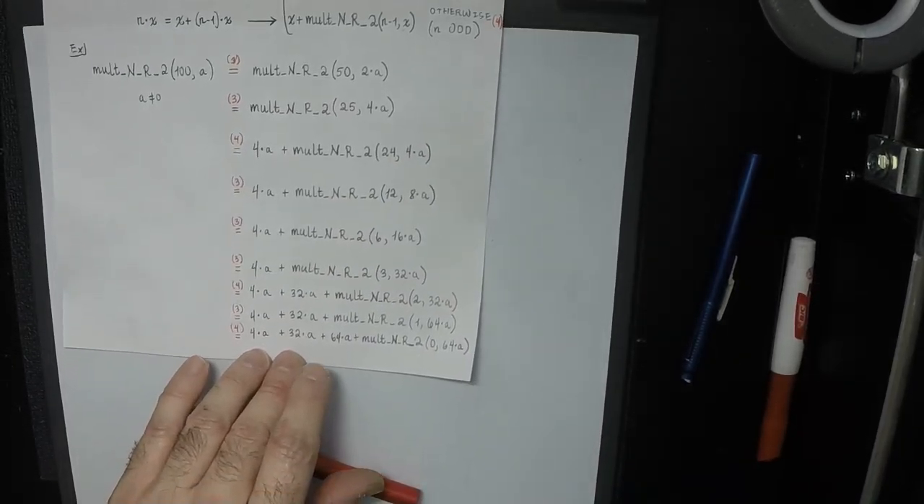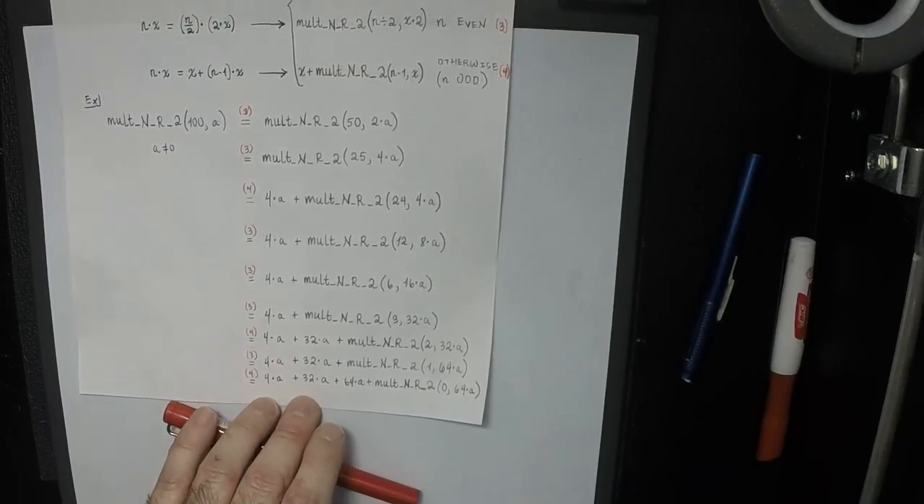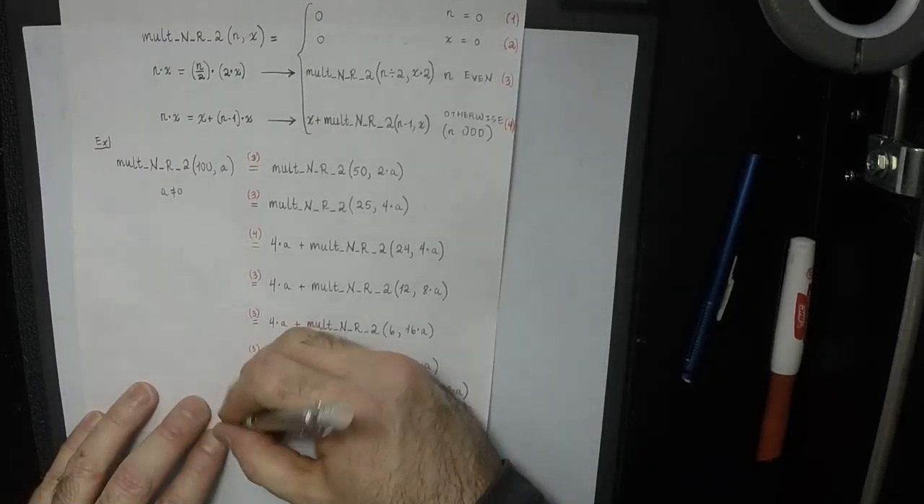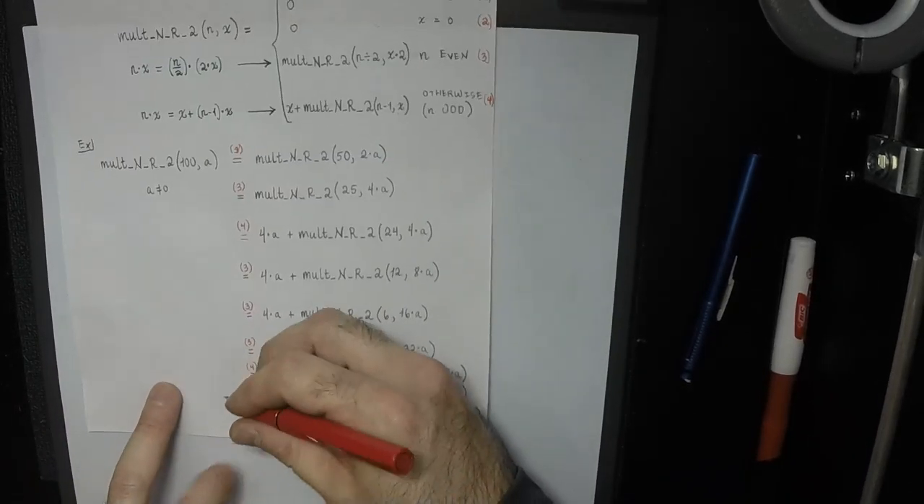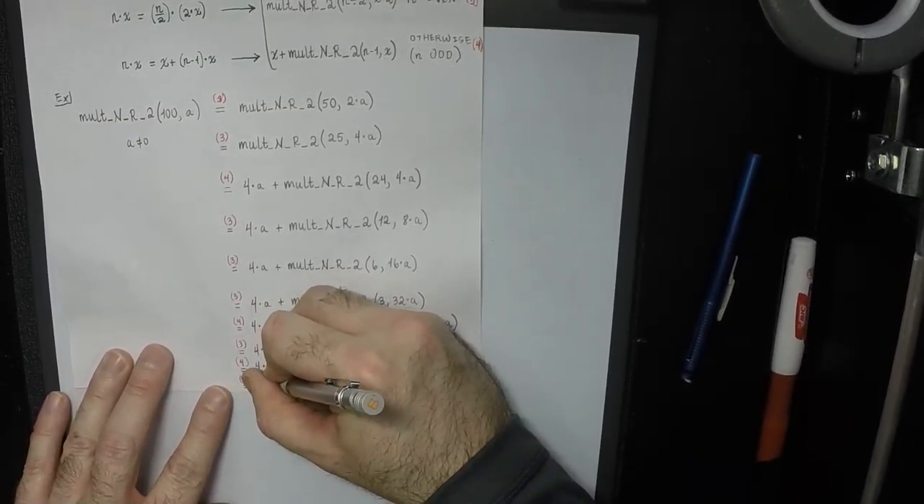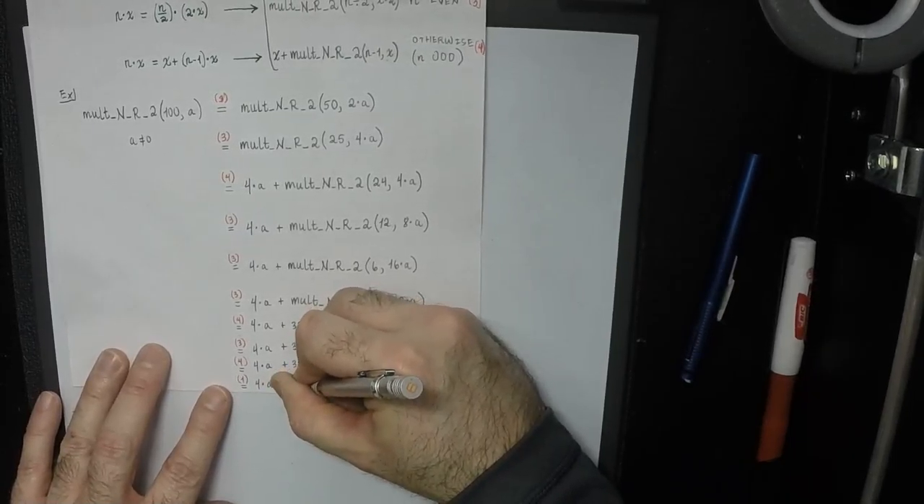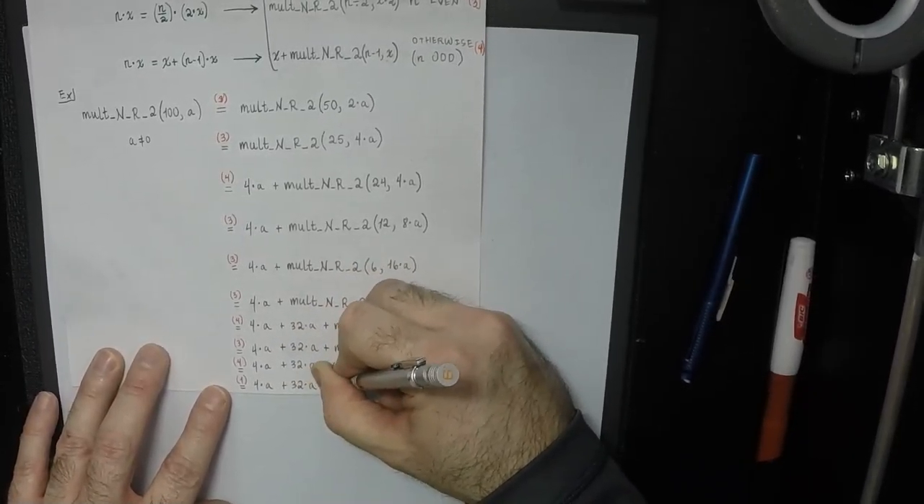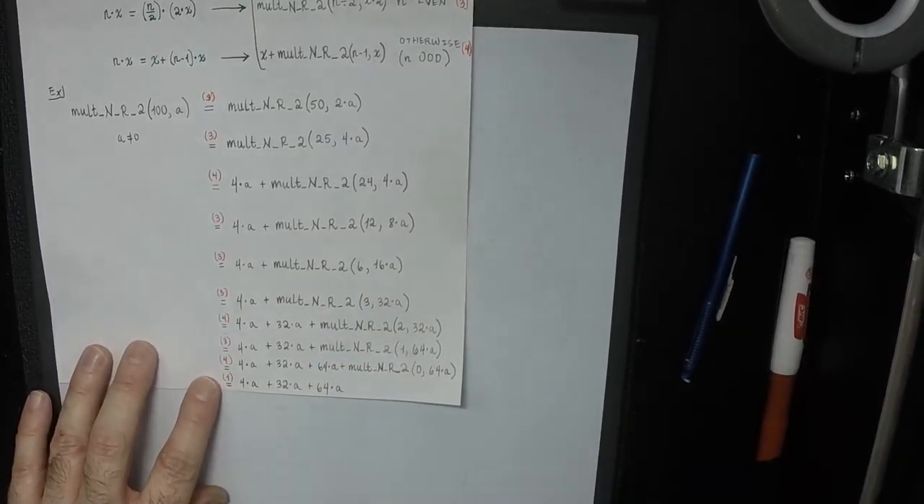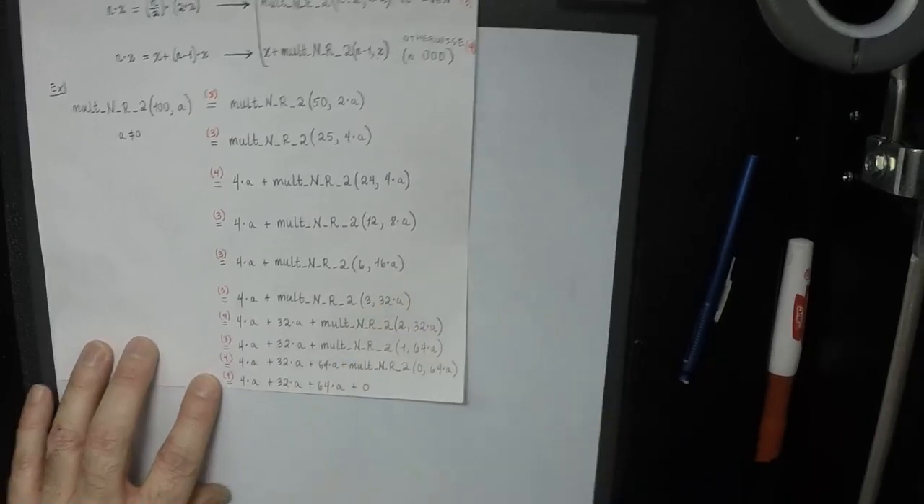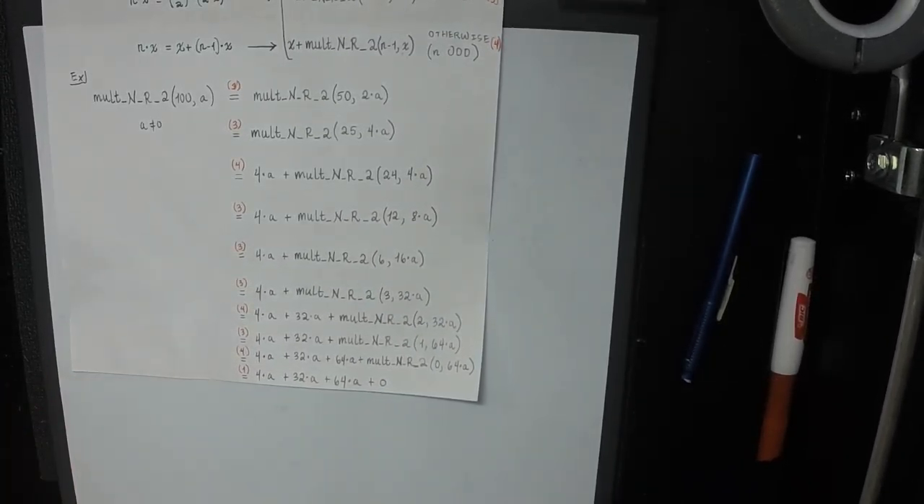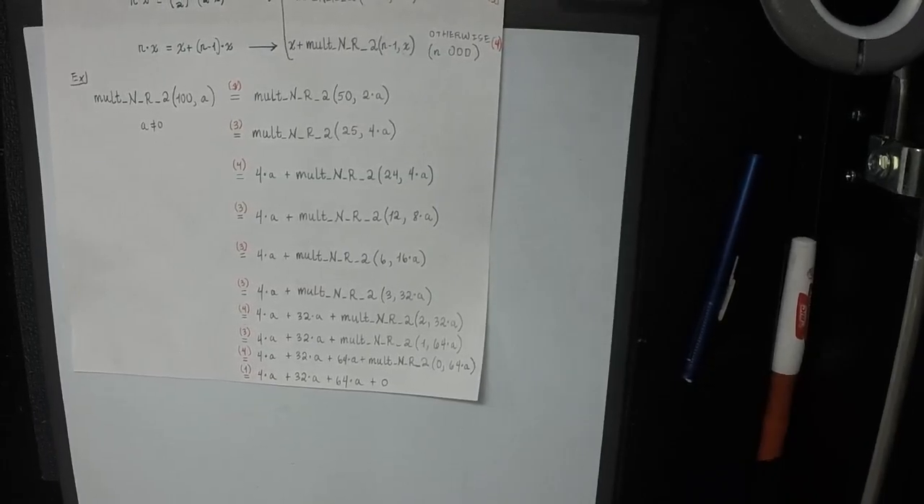But now finally what? We make it to an exit case. Which exit case? Case 1, right? So 4a plus 32a plus 64a, and then what? Plus 0. Terrific. So we've got some a's there. In the first place, does that add up to 108? Yes, it does.